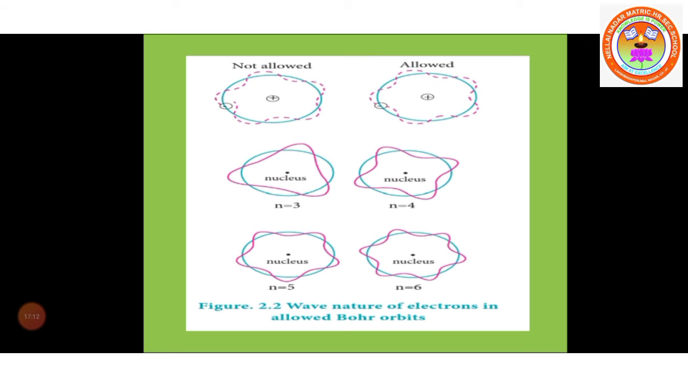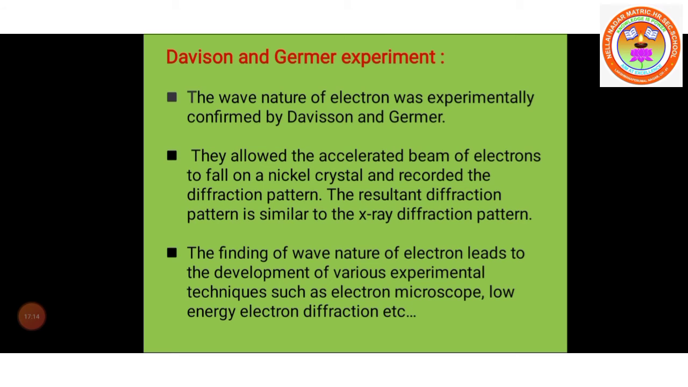Okay, students. Then another important question is the Davisson and Germer experiment. So the wave nature of the electron was experimentally confirmed by the Davisson and Germer experiment.